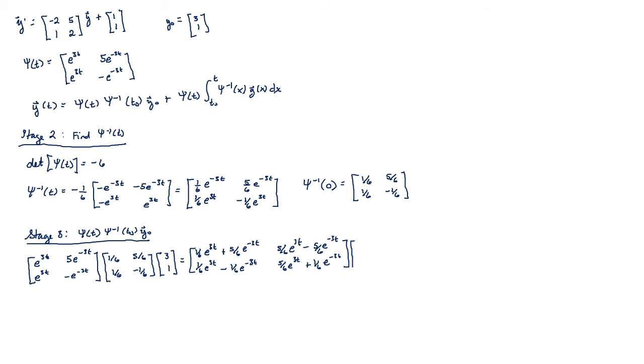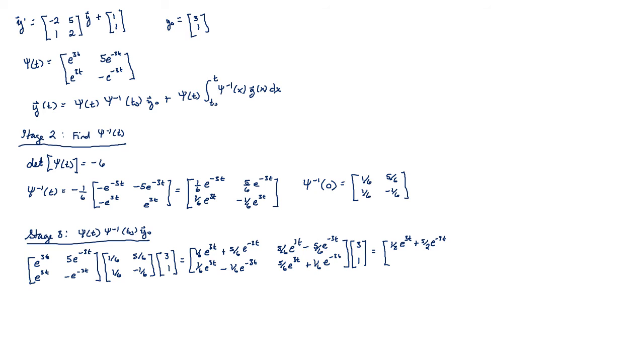We've got to multiply that result by the column vector 3, 1. So here we go. Row 1, column 1. So we're going to take 1/6 e to the 3t plus 5/6 e to the 3t and multiply that by 3. Doing that will reduce those denominators down to 2. So we're going to end up with 1/2 e to the 3t plus 5 halves e to the negative 3t.